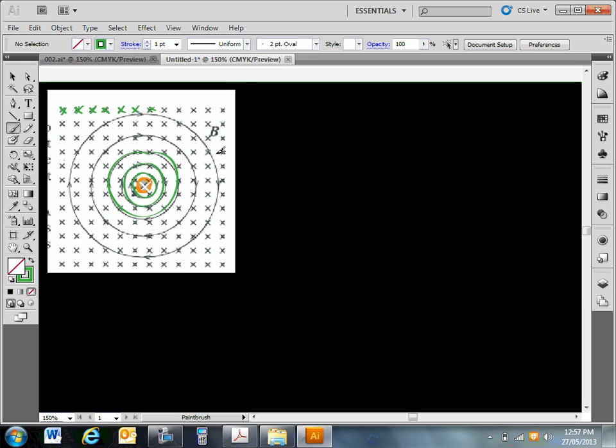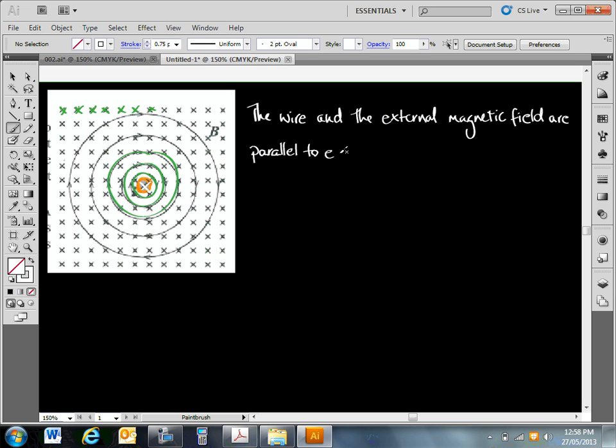How you would describe the orientation of the wire compared to that magnetic field into the board is that they are parallel to each other. The wire and the external field are parallel to each other. When they're parallel to each other, this wire and that magnetic field, the magnetic field created by that wire can coexist in space without interacting with the external magnetic field.